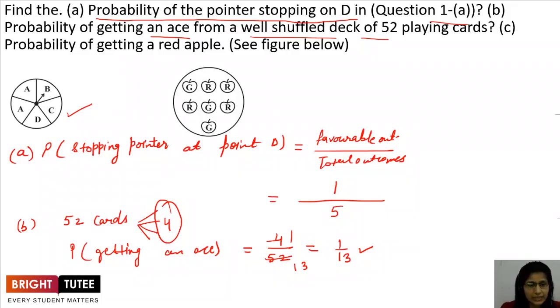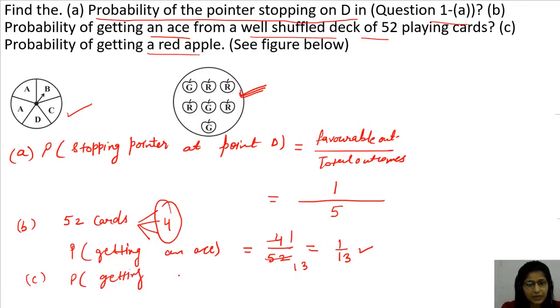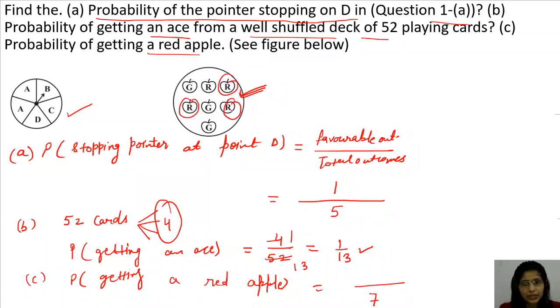The next part is C part. In that they're asking probability of getting a red apple, and we have to see this figure. So probability of getting a red apple. How many apples do you see in this image? We see that there is 1, 2, 3, 4, 5, 6, 7. Total is 7, right? And how many out of them are red apples? 1, 2, 3. So 3 upon 7. This will be the probability of getting a red apple out of these 7 apples that are there in the figure. I hope this clears more about probability.